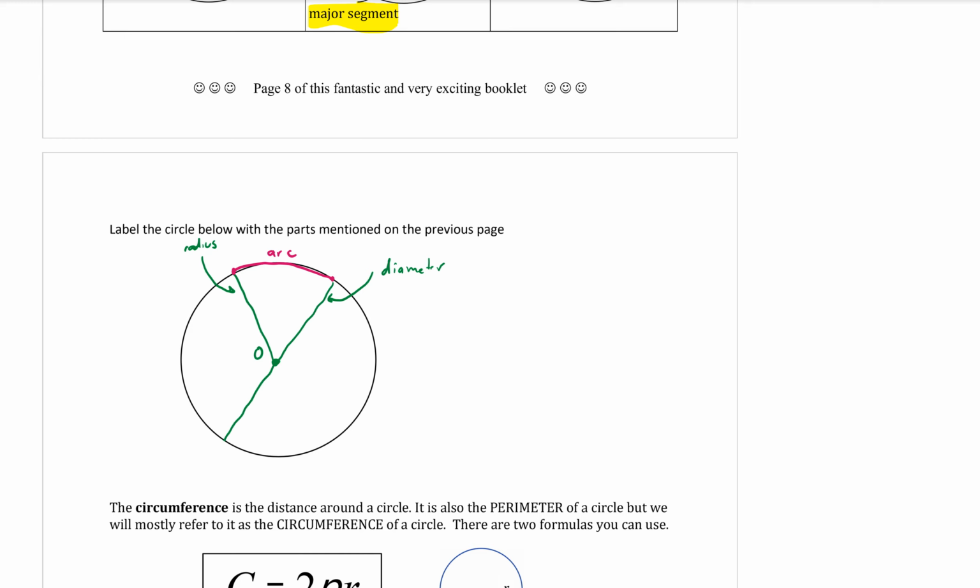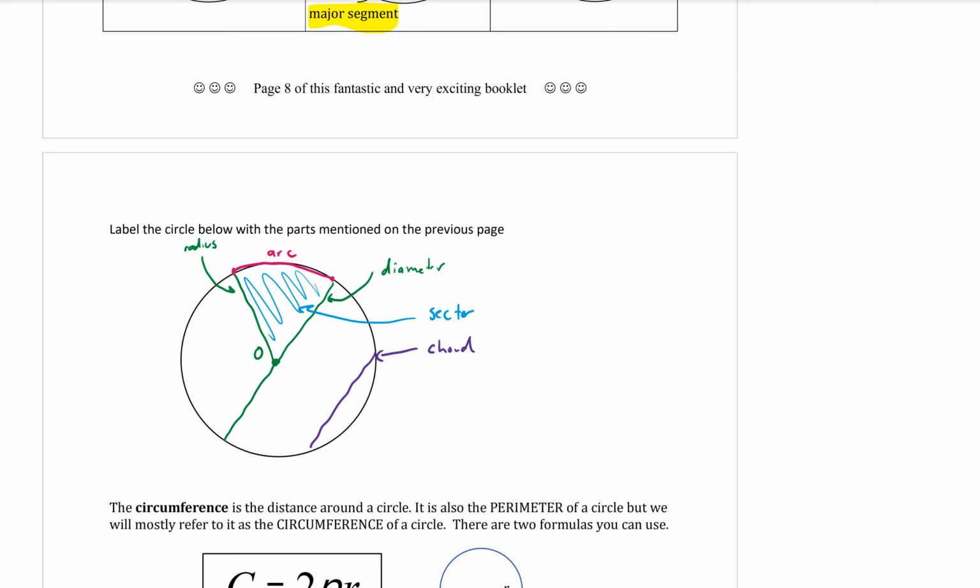This part here that is cut off is called a sector. Okay, what else? If I draw a line from one side to the other that doesn't go through the center, we call that a chord.